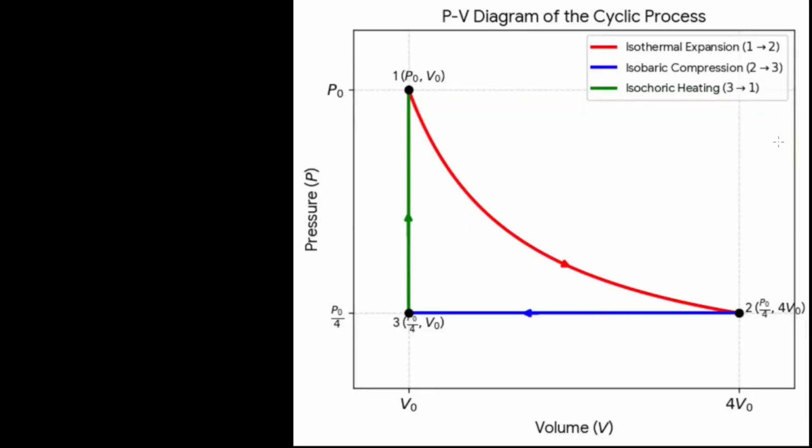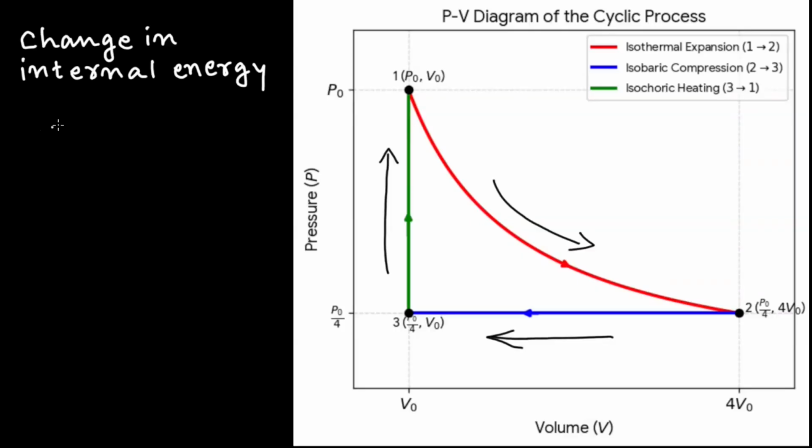Spot the shortcut. This is a cycle, so the gas finally returns to its initial state. Isothermal expansion from 1 to 2, isobaric compression from 2 to 3, and isochoric heating from 3 to 1. So the gas finally returns to its initial state. Therefore, change in internal energy over the complete cycle is 0.